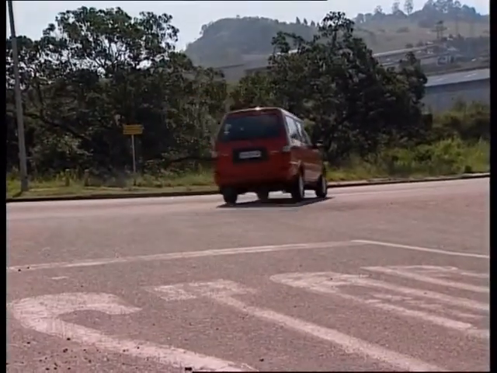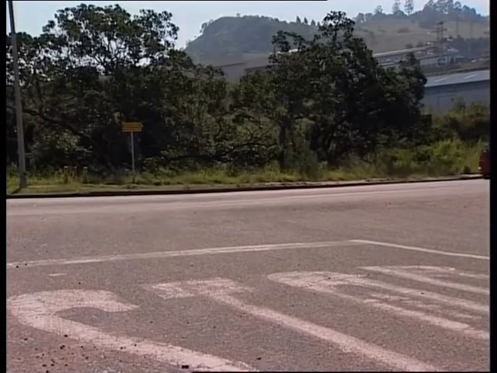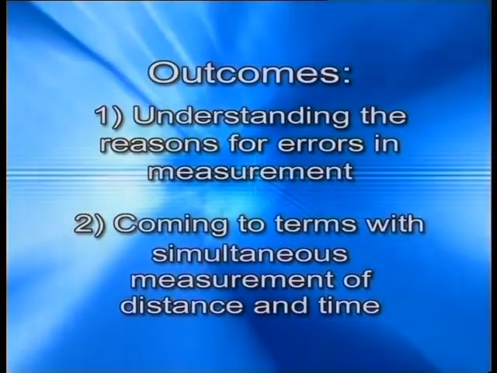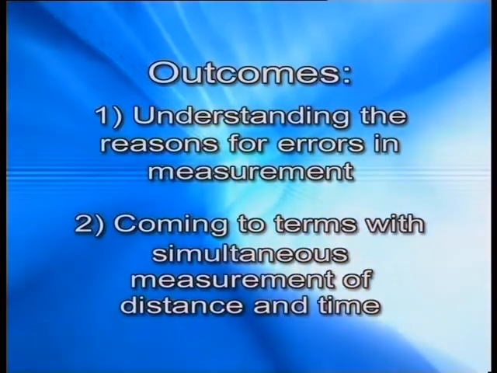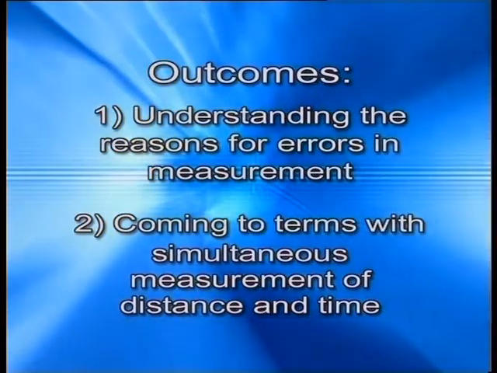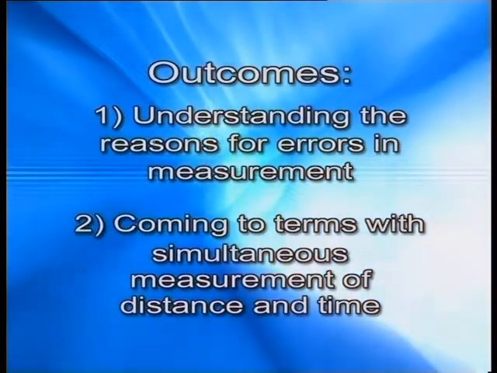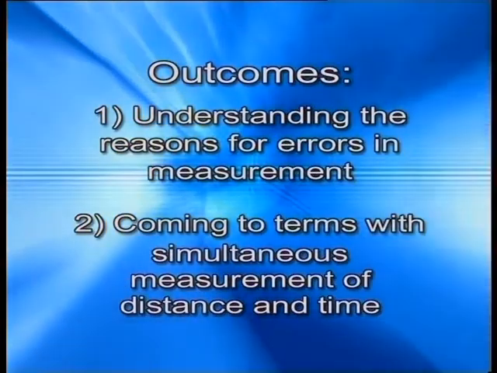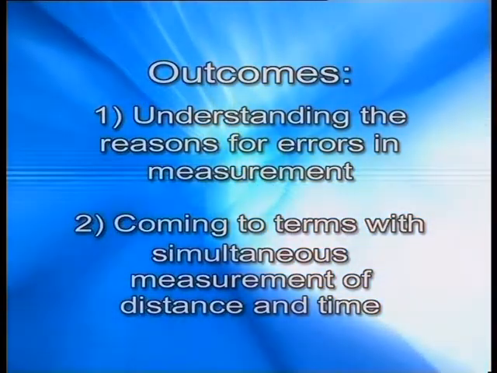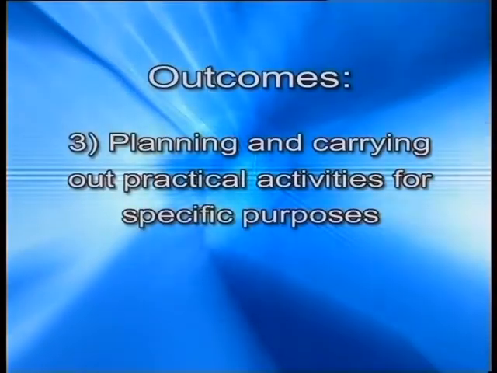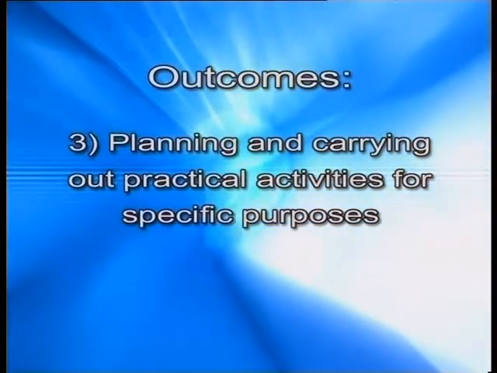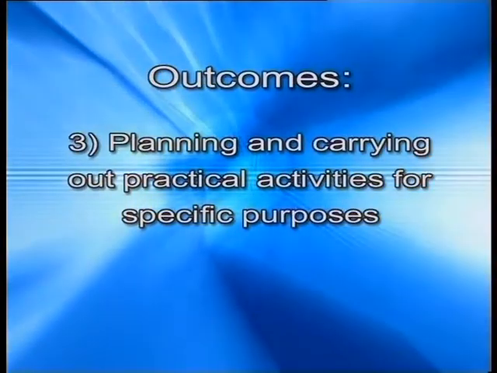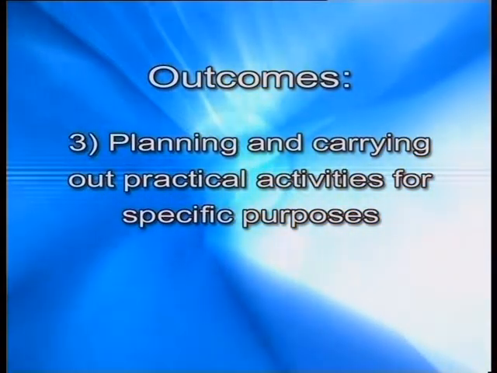The measurement of acceleration requires more thought because it involves a change of speed or velocity, and this is a change of change. The intended outcomes for learners are understanding the reasons for errors in measurement of length or distance and the resultant limitations of the measurements, getting learners to grapple with the simultaneous measurement of distance and time, and involving learners in the planning and carrying out of the practical activities, including deciding on what measurements to take, what data to record, recording the necessary data, and using the data for interpreting what happens.